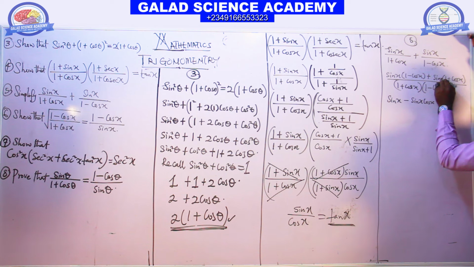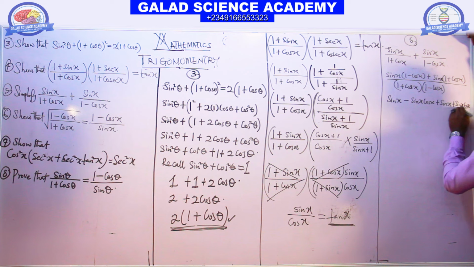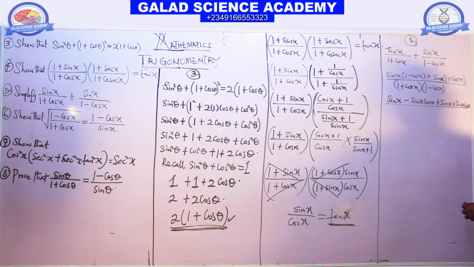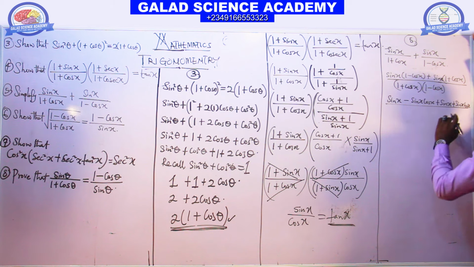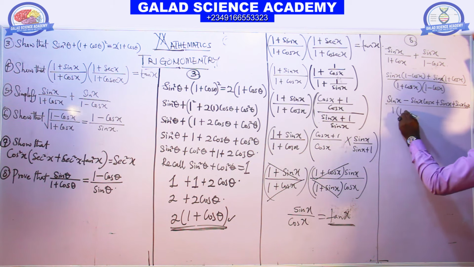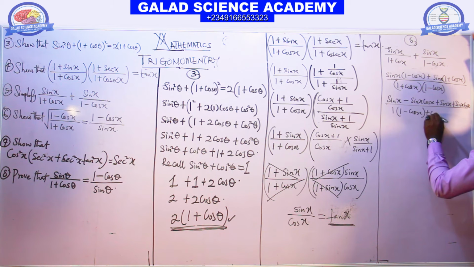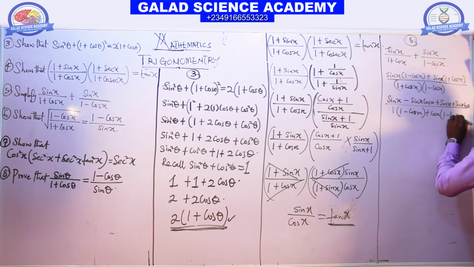Let's find these two. We have plus sin x. Here we have plus sin x cos x. Everything over, let me expand this. I know to give us 1 minus cos squared x. Expand this. We have 1 into 1 minus cos x plus cos x into 1 minus cos x.